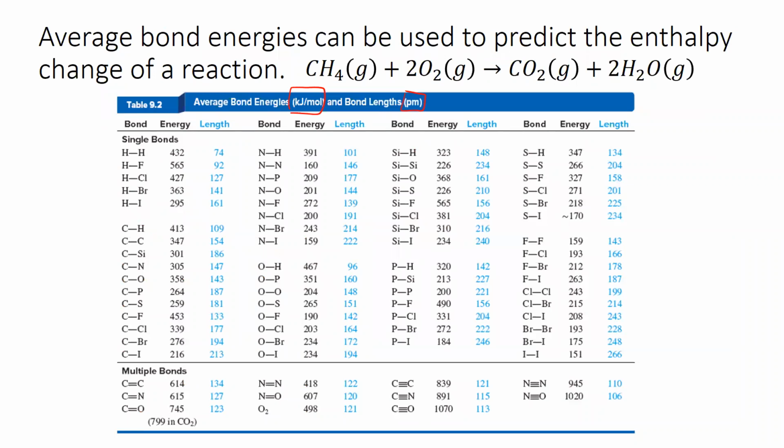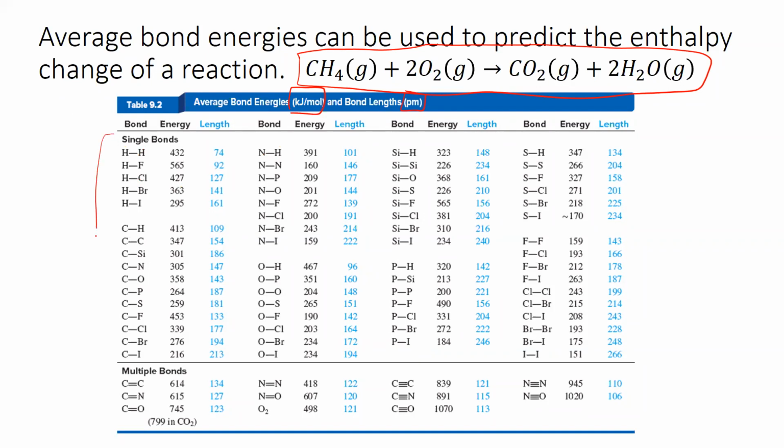And so this table is going to be more useful to applying these average bond energies to things like chemical reactions, right? Because our chemical reactions are written in such a way that we can say, well, in this particular example, 1 mole of methane plus 2 moles of oxygen react to form 1 mole of carbon dioxide and 2 moles of water, right? And so the phrasing of that is important.